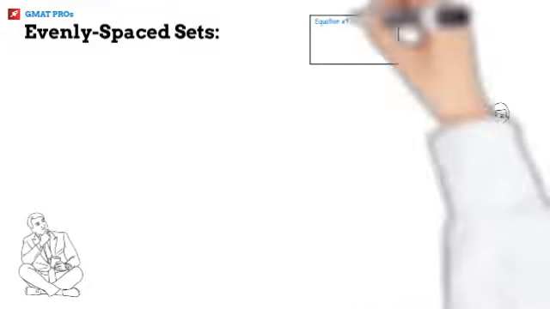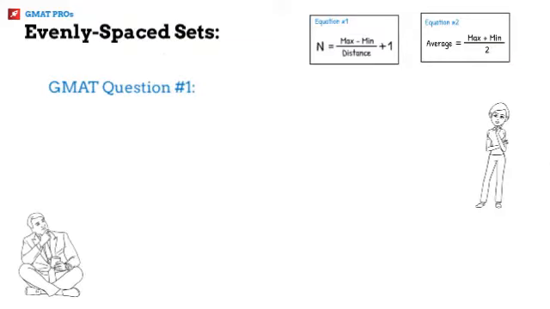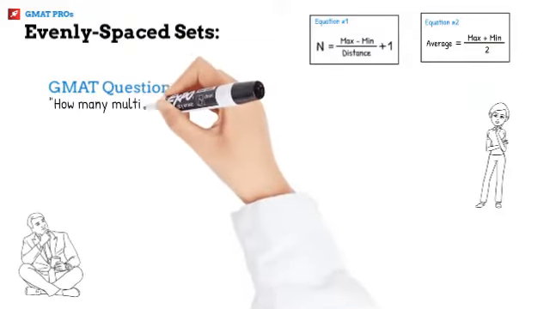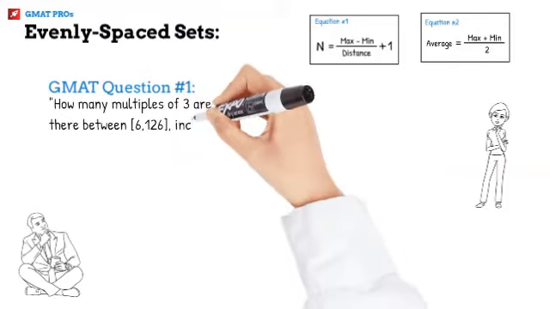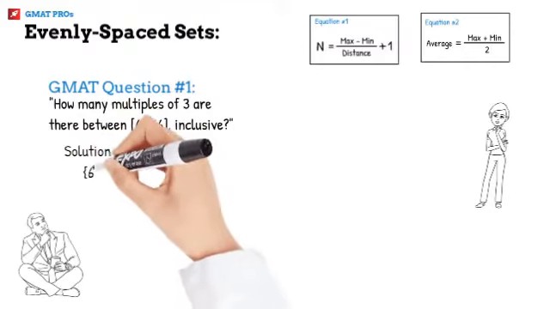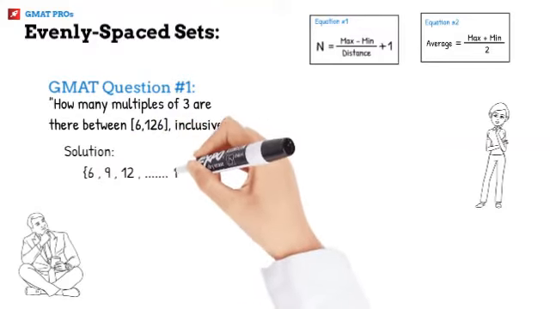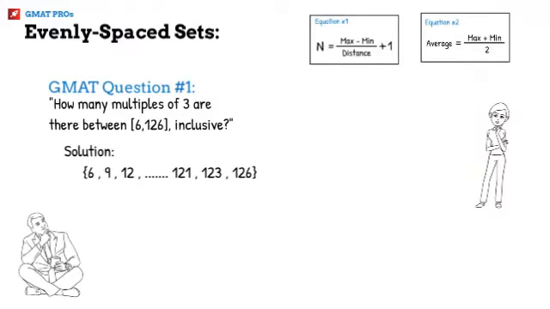So let's apply these two equations or formulas on a GMAT question. A question might ask you, how many multiples of 3 are there between 6 and 126 inclusive? Inclusive means including the 6 and the 126. This set has the numbers 6, 9, 12, and so on up to 121, 123, and 126. Recognizing that this is an evenly spaced set because the distance between any two successive elements is 3 allows us to use equation number 1.